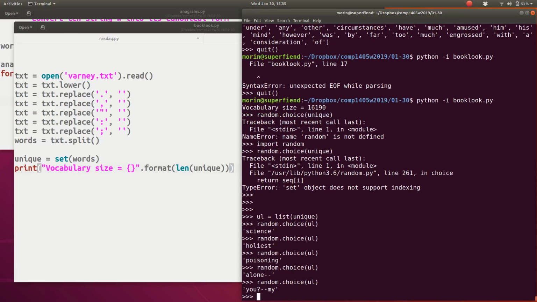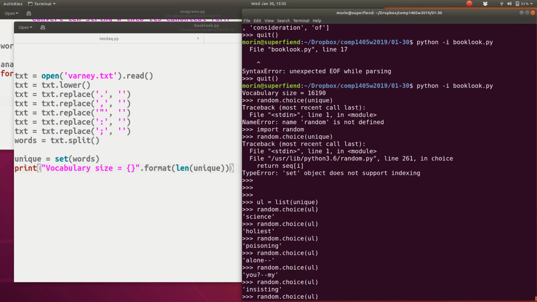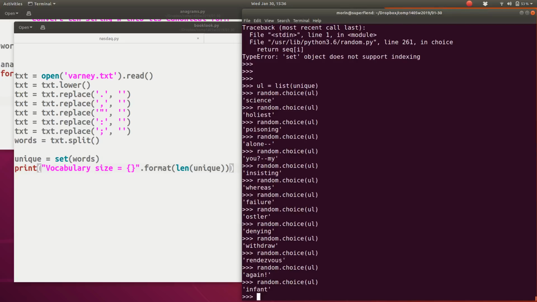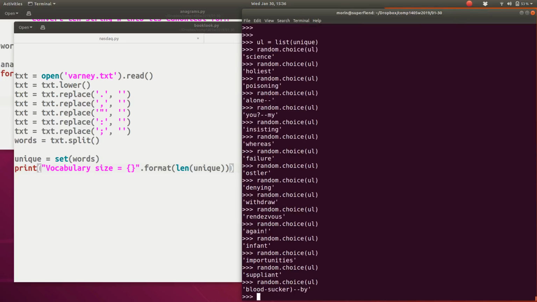Science, holiest, poisoning, alone, you, my, some mistakes there. Insisting, whereas, failure, hostler, denial. I don't know, some reasonable things, and also you see some things that we missed when we stripped out punctuation, but that's okay. Not the end of the world. We can do a better job at stripping punctuation another time when we learn about regular expressions. Okay. What else could we ask about this book?